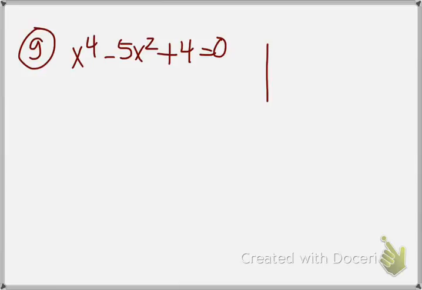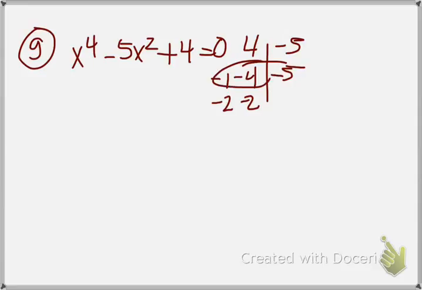Alrighty. So my table, last number, 4. Middle number, -5. 1 times 4, 2 times 2. This guy is positive, so they are both going to have to be negatives. So when I do this, who gives me the -5? The top one, right? So this would be x squared minus 1 and x squared minus 4.